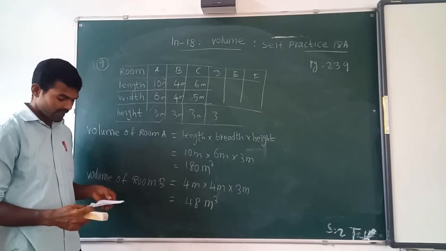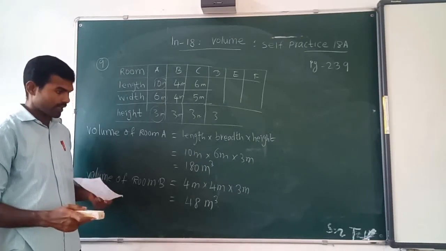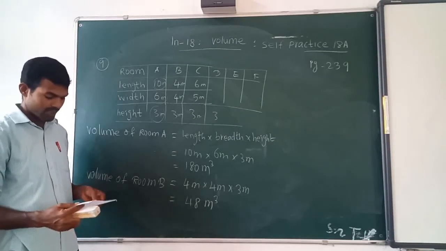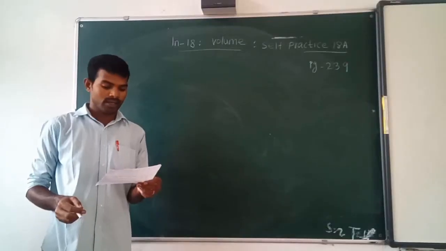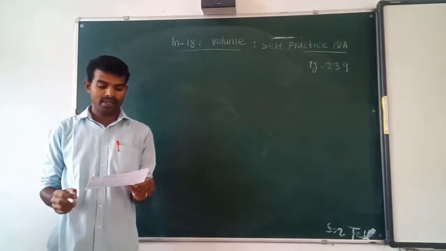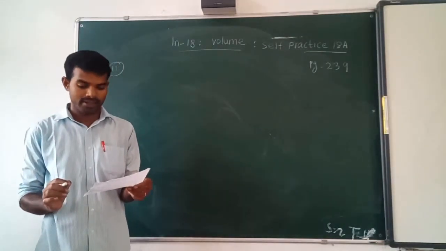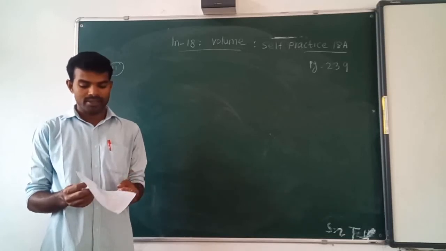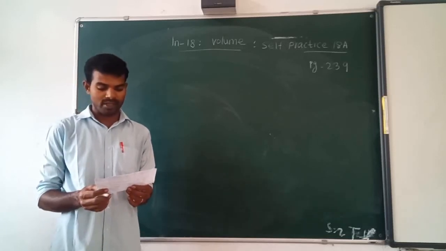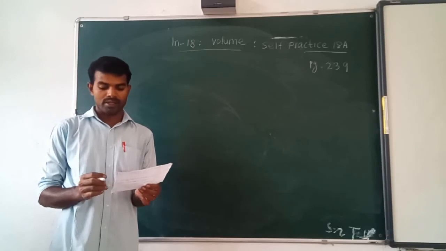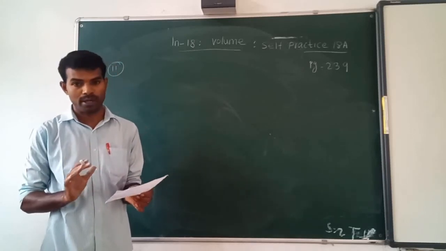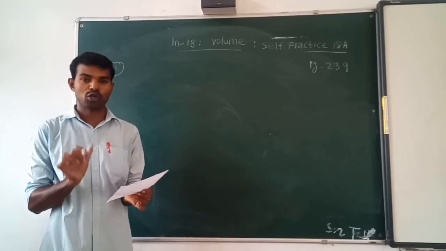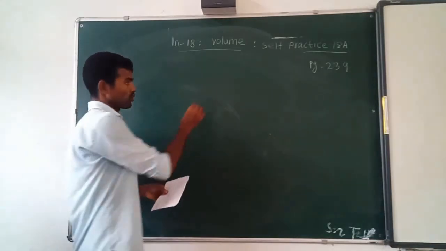Okay, children. Next, let us see. You can do question number 10 also by yourself. Next, let us see question 11. Children, look at question number 11. Write the length, breadth and height of 6 cuboids that can be made from 36 one-centimeter cubes. You have to make 6 cuboids from the cubes they gave.